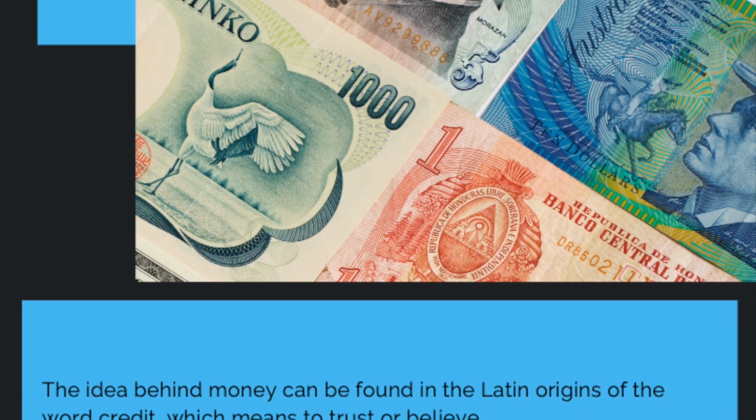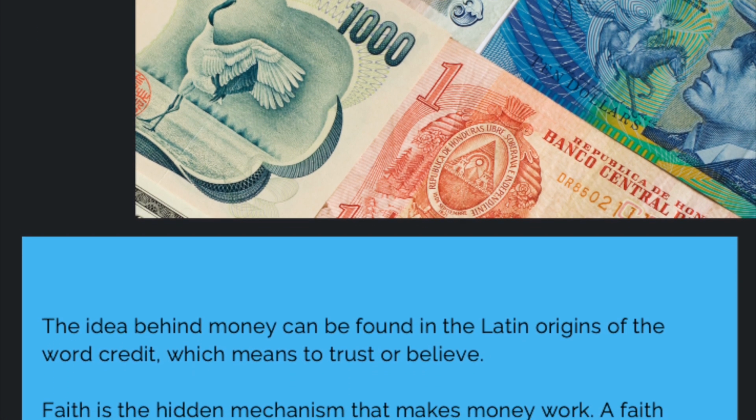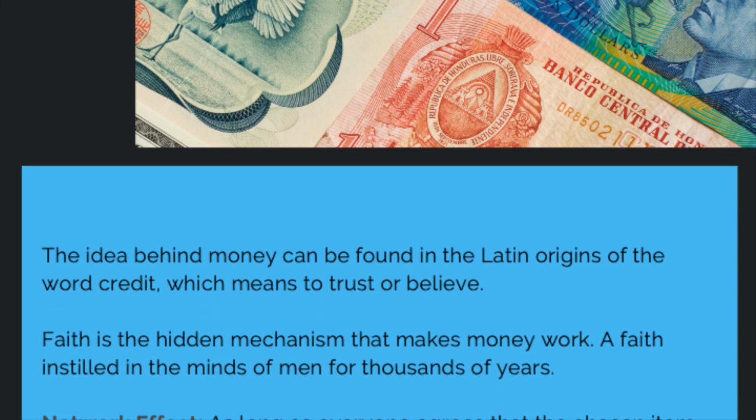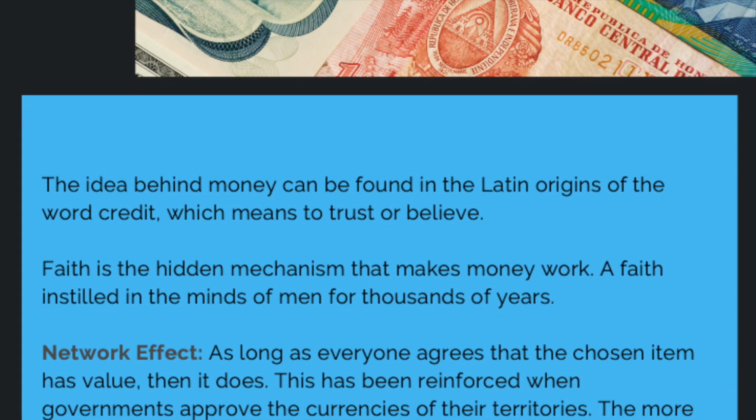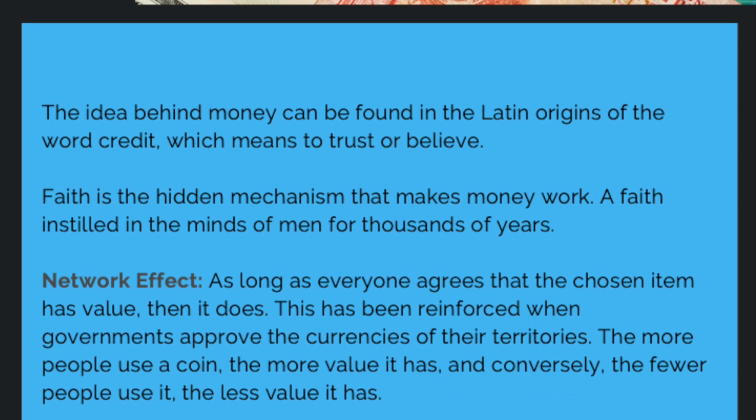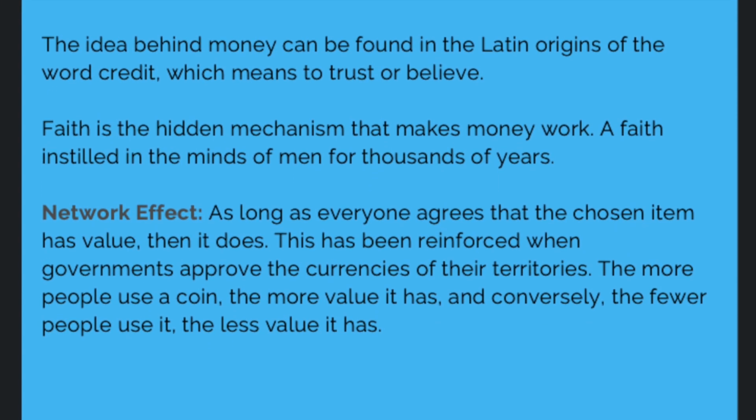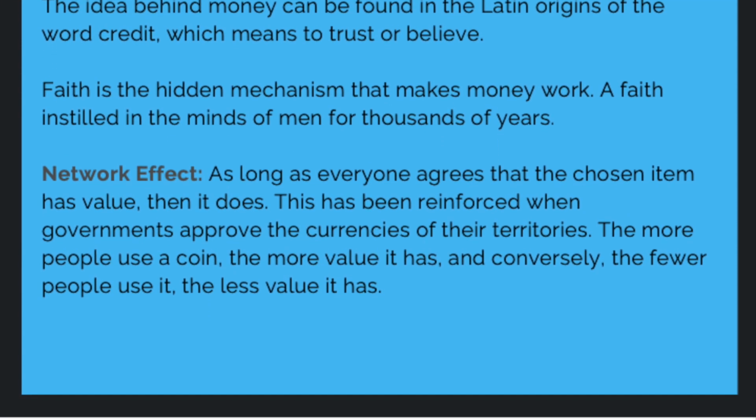There's a hidden mechanism that makes money work, and that's called a network effect. So the network effect goes something like this. As long as everyone agrees that the chosen item has value, then it does, and this has been reinforced by the governments with their approved currencies in each of their territories. The more the people use the coin or the bill, the more value they perceive it has.